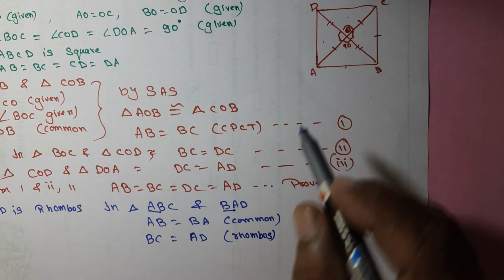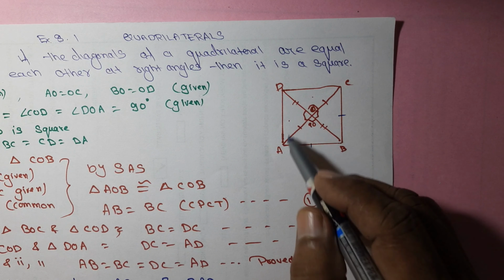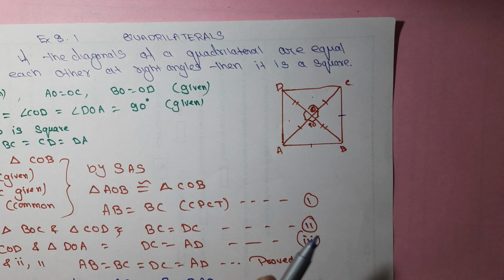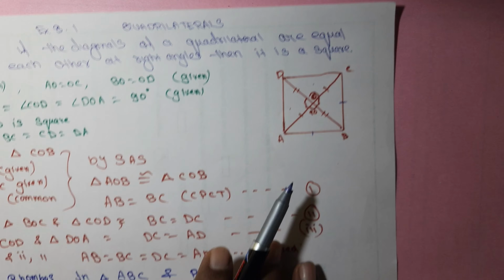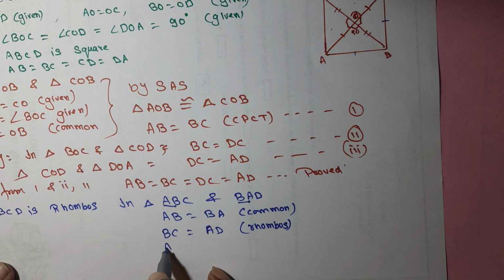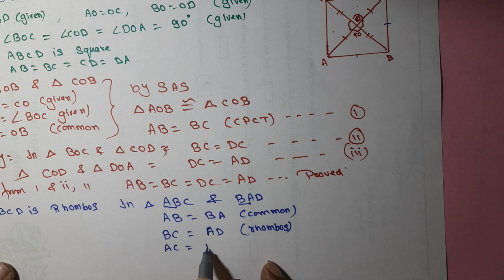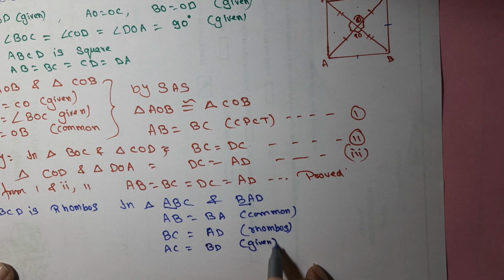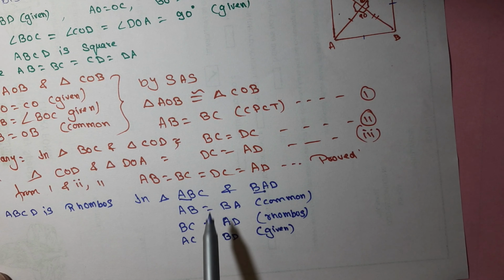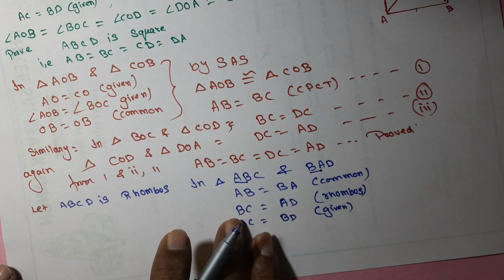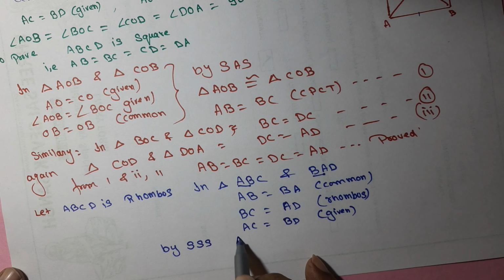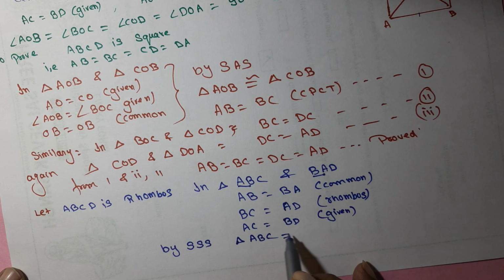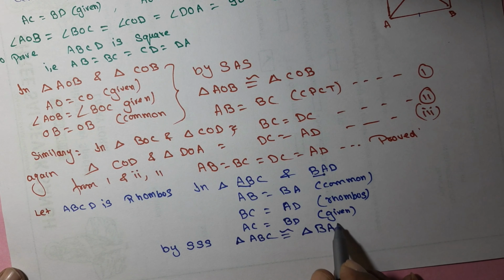Okay. And here in triangle ABC, AC, and here in triangle BAD, BD, you see this side AC and this side BD, both are equal. Means AC is equal to BD. It is given. AC is equal to BD. Now here we got all the three sides. So by SSS, triangle ABC is congruent to triangle BAD.